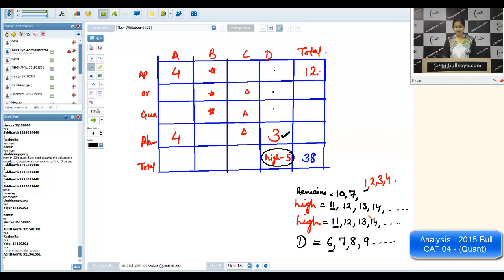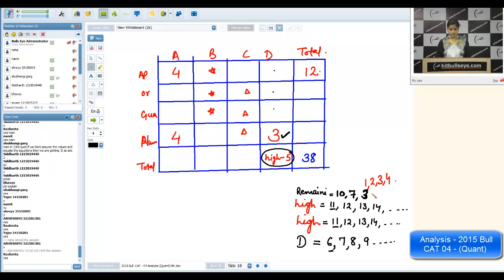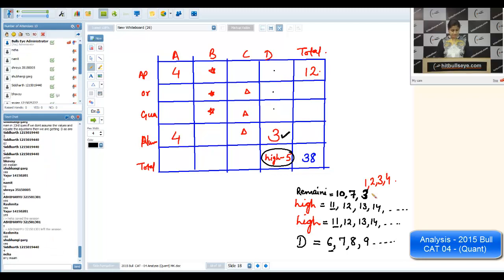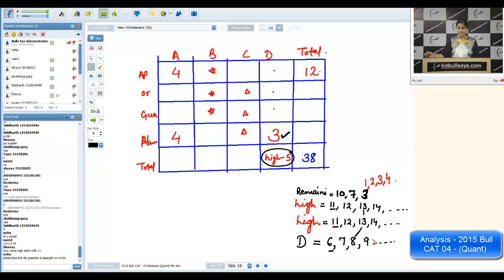Now, coming to the third case. 13 plus 13 plus 9, which comes out to be 35. So, we are left with 3 fruits. Are you getting me or not, guys? Of course. Are you getting me? Sorry, 13 plus 13 plus 8. I took 9. 13 plus 13 plus 8.